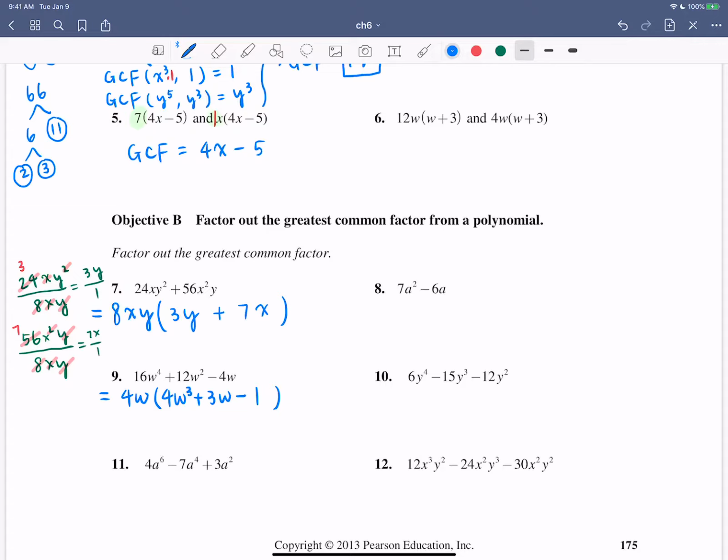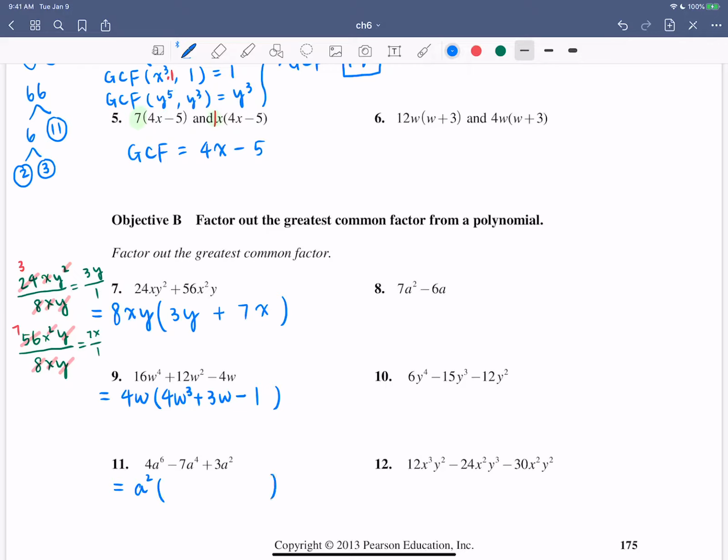Number 11. Starting with coefficients, we have 4, 7, and 3. If you do a tree, you will find out that the greatest common factor among these three numbers is simply 1. So you don't have to write that, it's just an invisible 1. Then look at the variable part. You have a to the 6th, a to the 4th, and a to the 2nd. Based on our experience, you would take the lowest power, a squared. So that is your GCF.